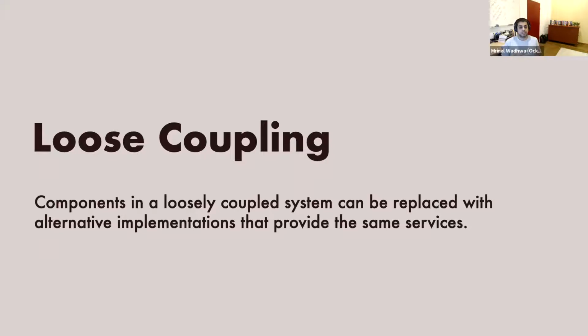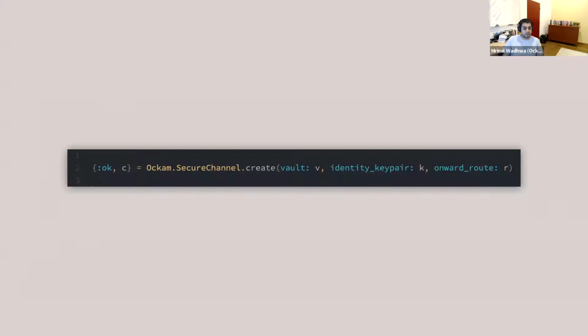So what we're trying to achieve is loose coupling, right? Components in a loosely coupled system can be replaced with alternative implementations that provide the same service. So, going back, let's take this example. I'm doing the secure channel, and let's say tomorrow there's a new cryptographic algorithm to do a cryptographic handshake. I, as the maintainer of the Ockam secure channel module, could replace that entire implementation with a completely new algorithm, and any of my users wouldn't have to change their code. That's loose coupling, right? There is still some coupling.